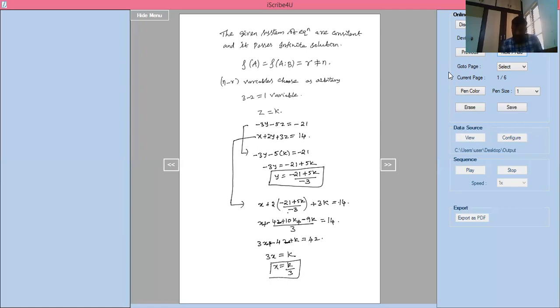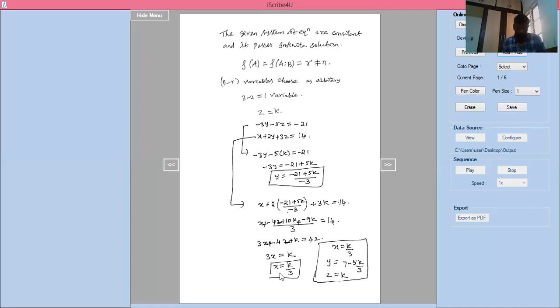So if you simplify this, x equal to k by 3. So this system of equations contains infinite solutions. X equal to k by 3, I will write once again: x equal to k by 3, y equal to 7 minus 5k divided by 3, then z equal to k. This is the required solution for the given equations.